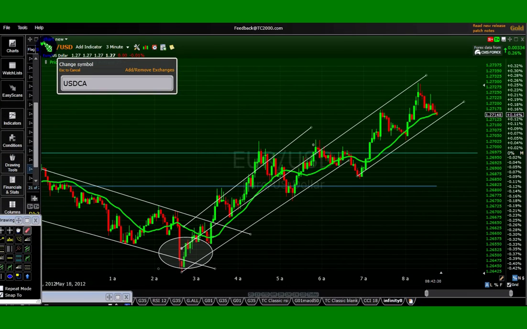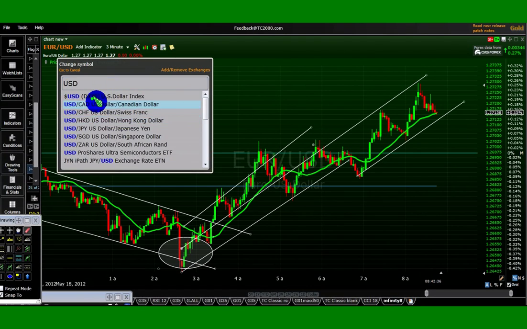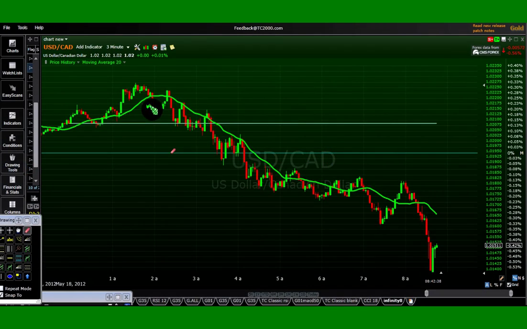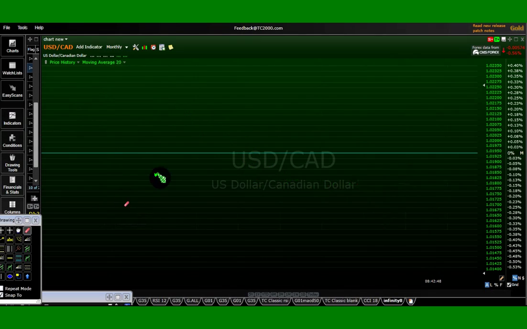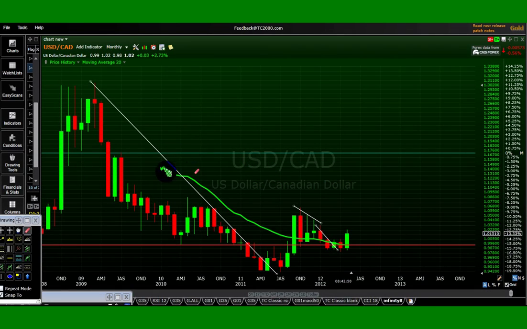Now the next candidate is the USD CAD. Moment please, it's coming up. The US dollar Canadian dollar currency pair on the 3-minute chart, you see this bearish channel going down. It's all the time channel, ladies and gentlemen. We go quickly to the monthly chart.